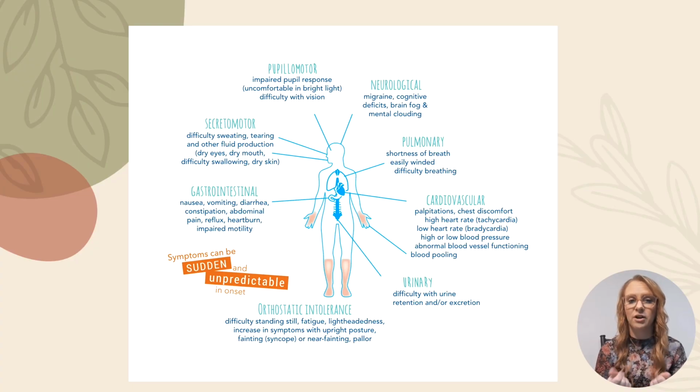So a lot of people have clammy hands, shortness of breath. They can be easily winded. They can have exercise intolerances. A lot of times we see people with dysautonomias having gastrointestinal issues. So they might have constipation or diarrhea, pain in their abdomen, reflux, heartburn. You have urinary issues with either excreting too much or too often or retaining too much. You can get cardiovascular feelings with palpitations, chest discomfort, high or low heart rate, high or low blood pressure, and then blood pooling, which is that heavy feeling that people get in their legs that is often associated with POTS or dysautonomia.